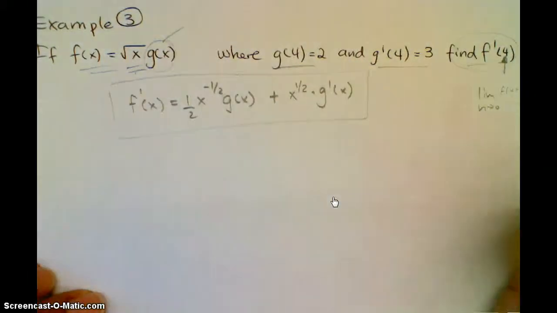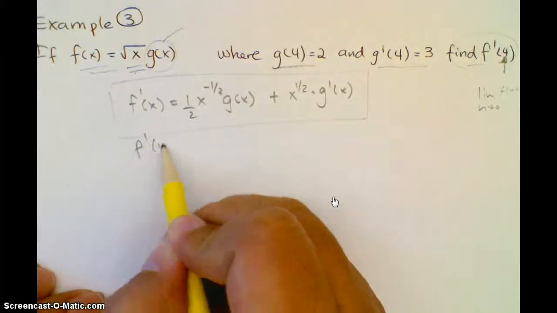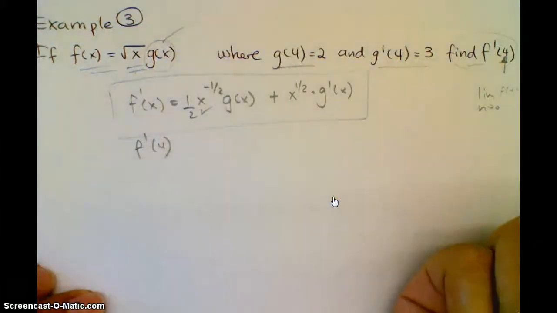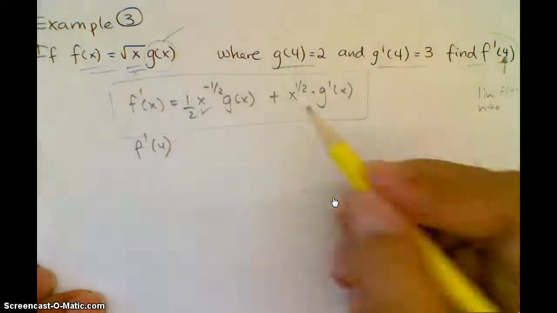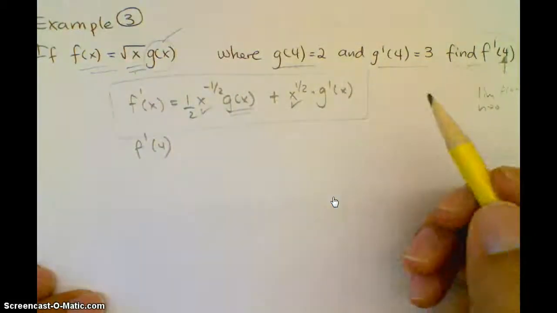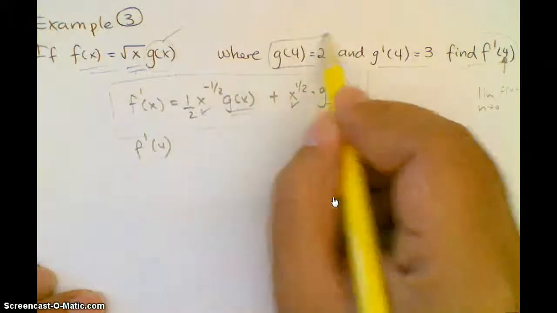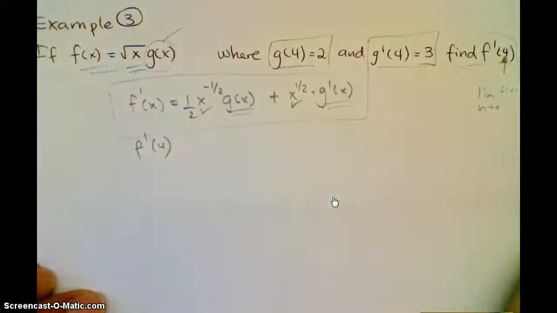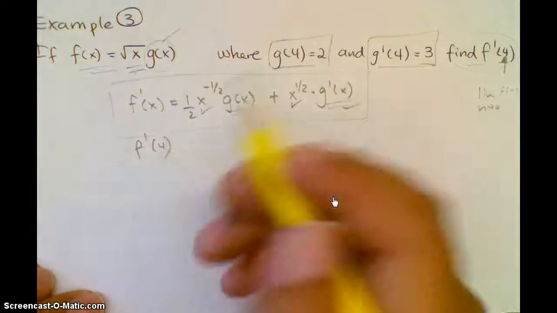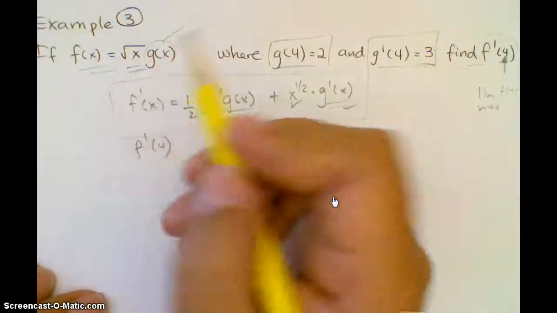Now let's see what we have for information. If I'm asked for f prime of 4, I know how much x is, so these two are known, but then I will have to know what g of 4 is and what g prime of 4 is, which is actually the given information in the problem. So I know this one and I know that one, so I can definitely find f prime of 4, even though I don't know what g looks like. I don't care.